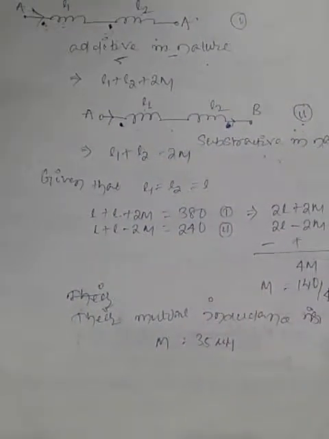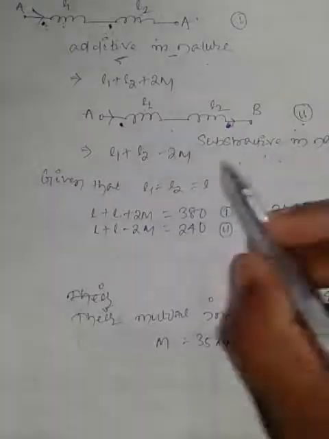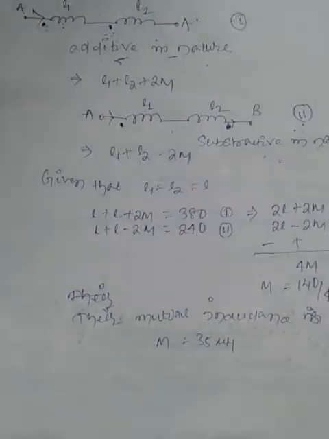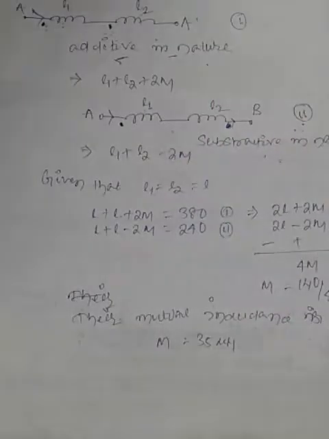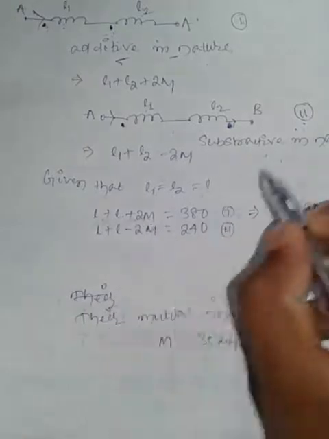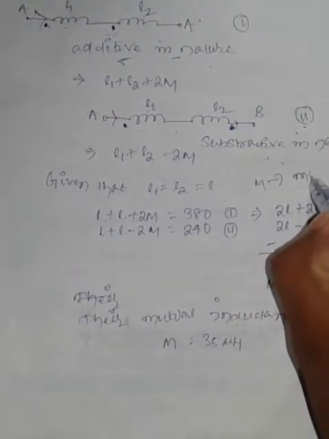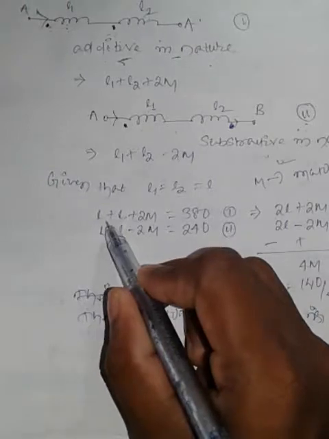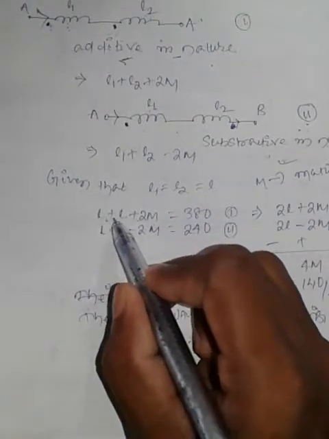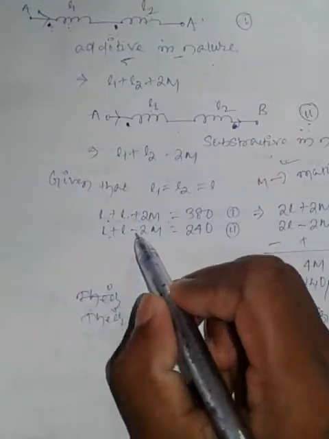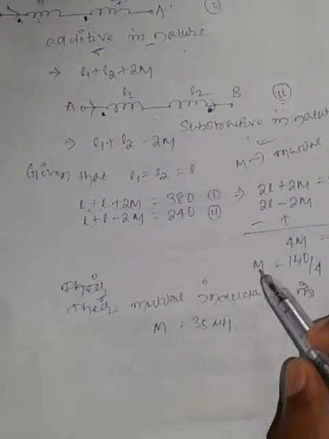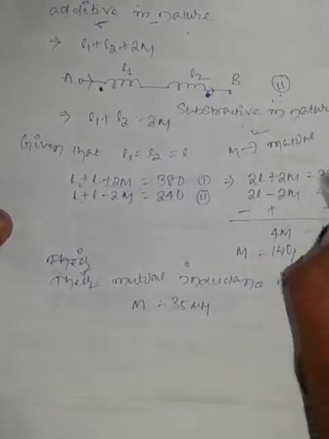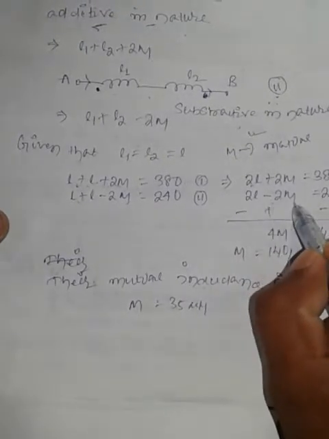Let's see the question. They have given that L1 and L2 are equal to L, because they have told us two identical inductors are connected in series. First consider additive in nature: L1 plus L2 plus 2M, where M is the mutual inductance. So L plus L plus 2M is equal to 380, and L plus L minus 2M is equal to 240. So 2L plus 2M is equal to 380, and 2L minus 2M is equal to 240.